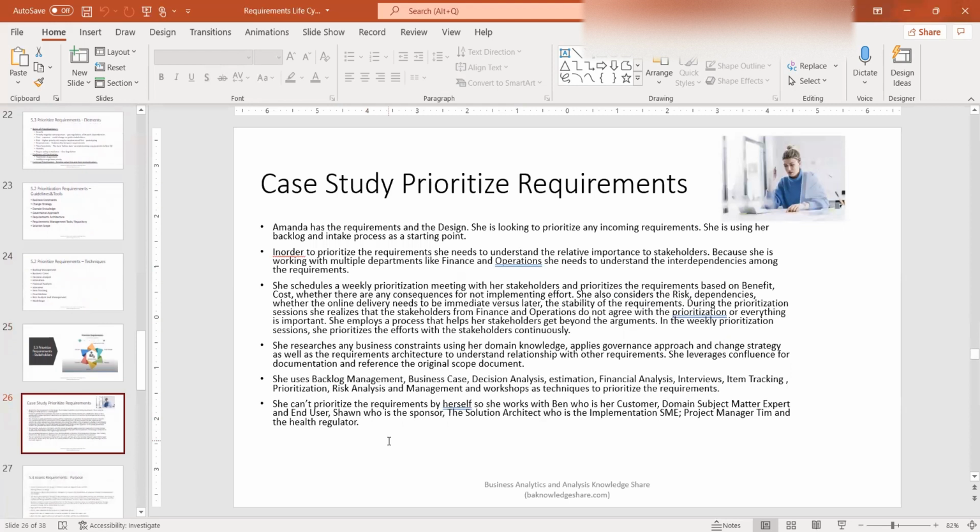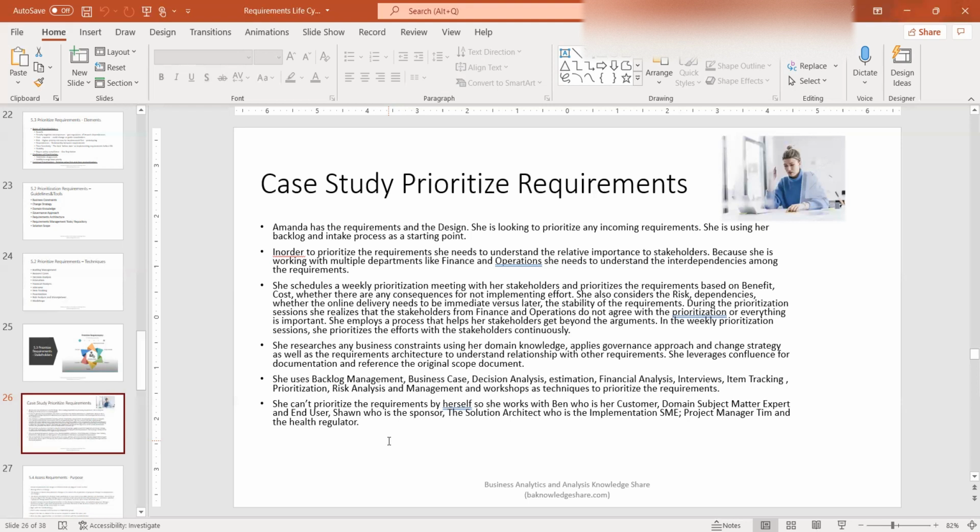Let's look at the case study. Amanda, as we mentioned in our previous videos, is working on a project to move a website to an online restaurant. Amanda has the requirements and the design; that's her input. She's looking to prioritize any incoming requirements. She is using her backlog and intake process as a starting point. In order to prioritize the requirements, she needs to understand their relative importance to the stakeholders. Because she's working with multiple departments like finance and operations, she needs to understand the interdependencies among the requirements.